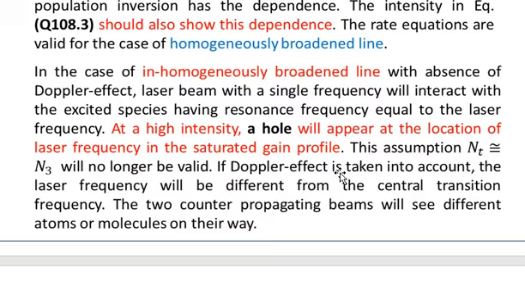If the Doppler effect is now taken into account, the laser frequency will be different from the central transition frequency. Because many frequencies could be present in the cavity due to the Doppler effect, and the laser can operate at one of those frequencies. The two counter propagating beams will see different atoms or molecules on their way.